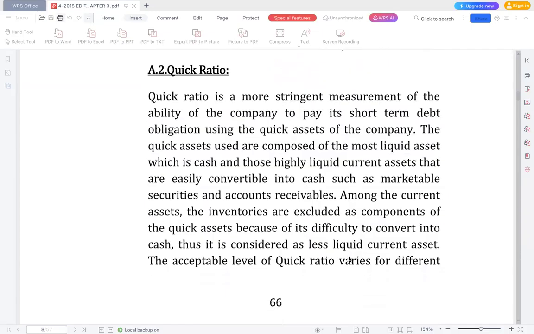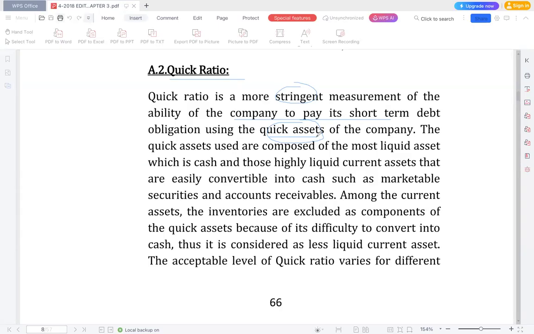Now let's proceed to quick ratio. It is a more stringent, stricter measure of ability of the company to pay its short-term debt obligation using quick asset. So in this particular ratio, we are not going to consider inventory because inventory needs to be disposed or sold in order for it to be considered as part of quick ratio. So inventory is not a quick asset.